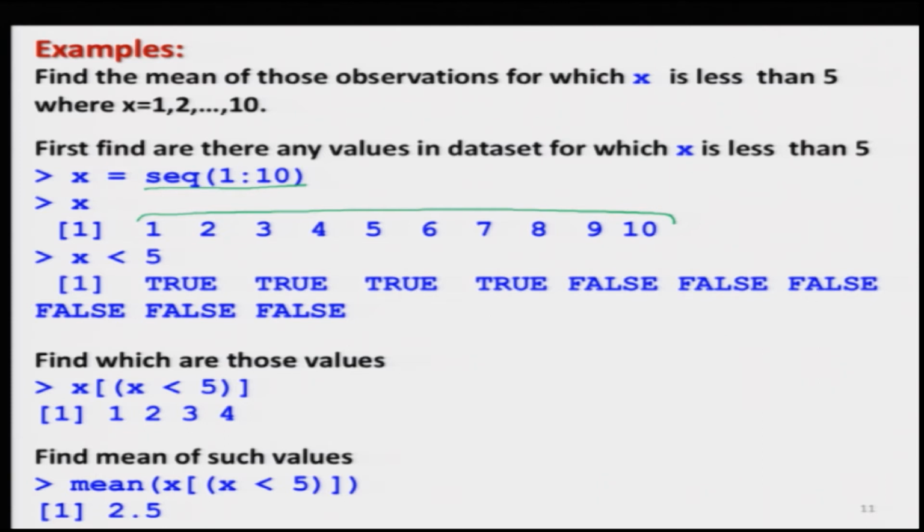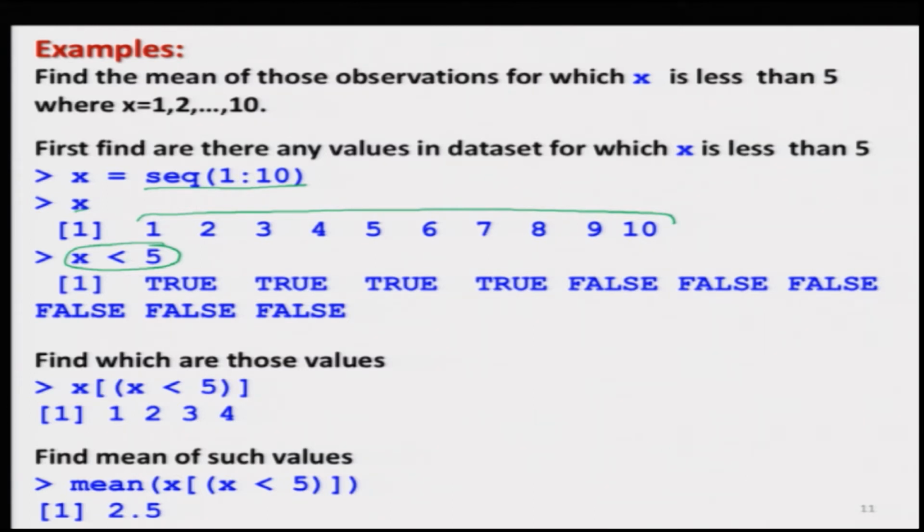Now, I have two objectives in consideration. The first objective is that I want to know which are the values out of this data set which are smaller than 5. Note that x contains the values 1 to 10. Now, when I say x less than 5, this is a logical operator.